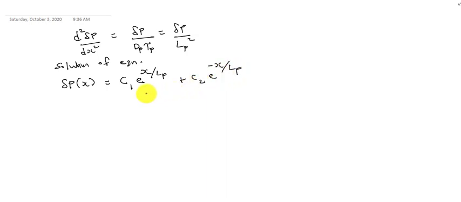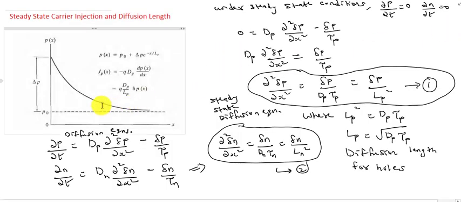This is the solution, the general form of the diffusion equation under steady state condition. So now consider an n-type semiconductor bar in which excess carriers are produced at x equal to 0. This is the graph showing the steady state carrier injection.